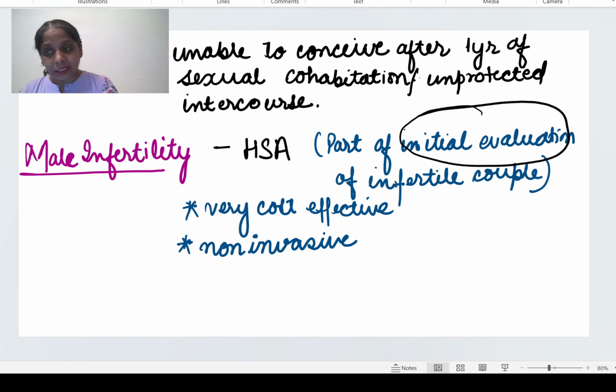Why is it the main test? Because the male can be responsible and the female can be responsible, and moreover this test is very cost effective and non-invasive. So any couple that comes to you with infertility, at first you are going to do the semen analysis of the male.